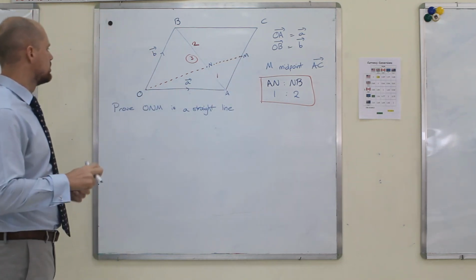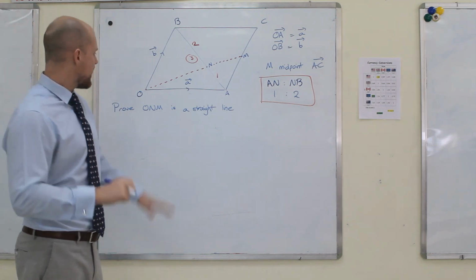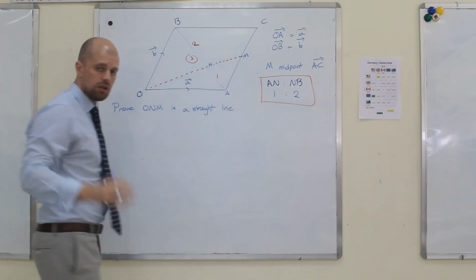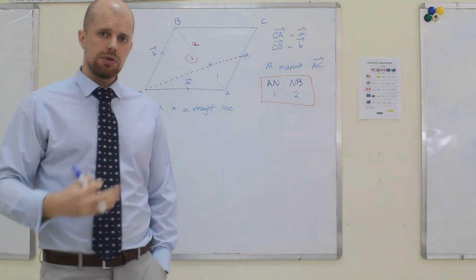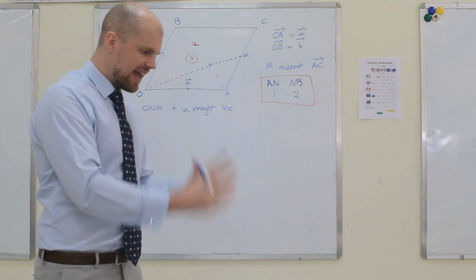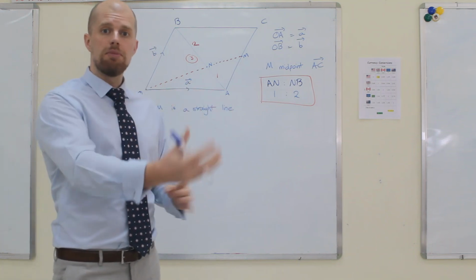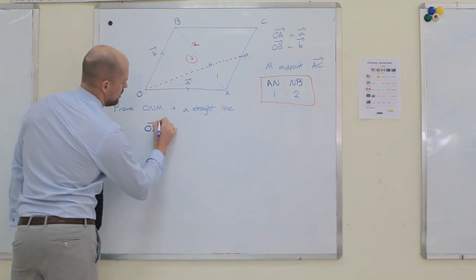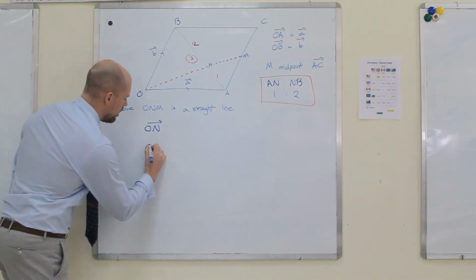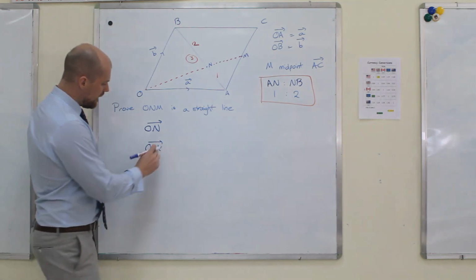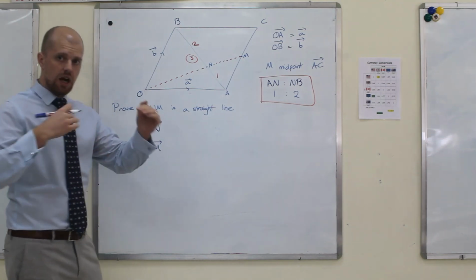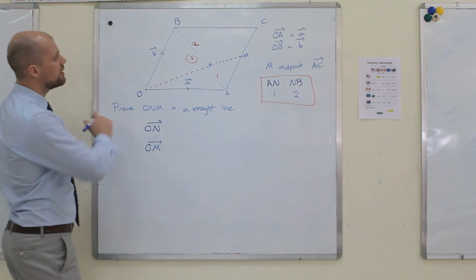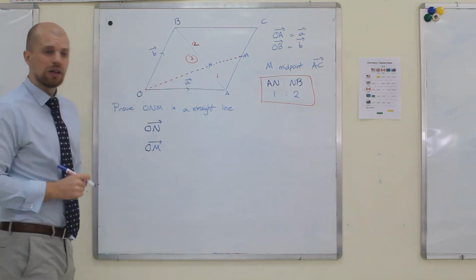To do that, you have to show that two of the vectors, so ON and OM, or NM, are scalar multiples of one another. That means that they have the same vector, just multiplied by a different constant. For example, let's do ON and let's do OM. Now, if I show that these are the same vector, or going in the same direction, that will allow me to show that they're on a straight line because they start at the same point.